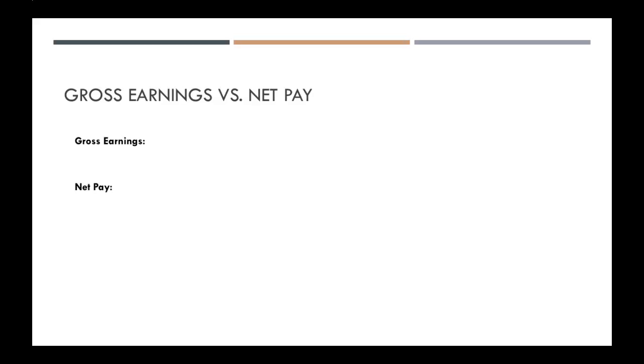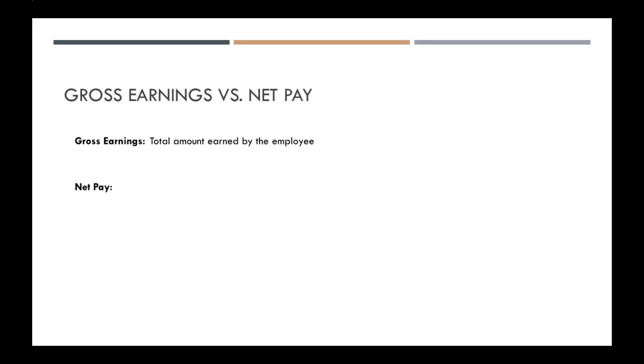Then in chapter 11, you learn some stuff about payroll and a few pieces here that we're going to talk about with payroll. First, the difference between gross earnings and net pay. So gross earnings is the total amount earned by the employee. Think of that as the hours worked times the hourly wage. So if you work 40 hours a week at $20 an hour, you multiply those two together and you can find your gross earnings for that week.